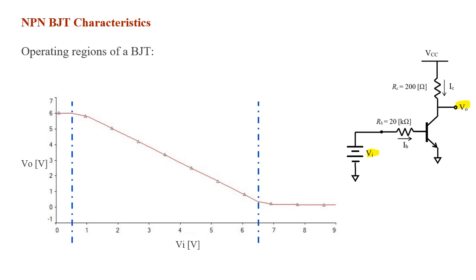so that the first region is actually the cutoff region, and the region in the middle in which we see some changes is the active region, and finally we have the saturation region. Observe that the circuit here looks almost like an inverter, so that when the input is low, almost zero, the output is actually high, and vice versa. When the input is high, the output changes to low.